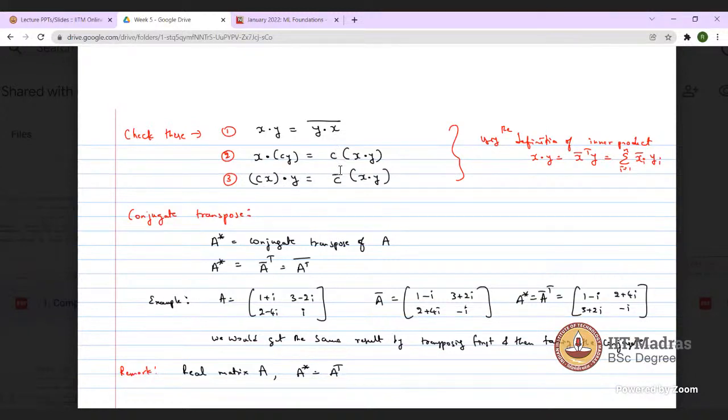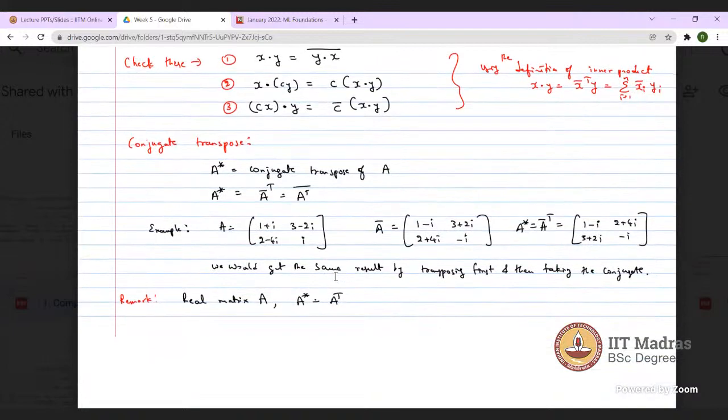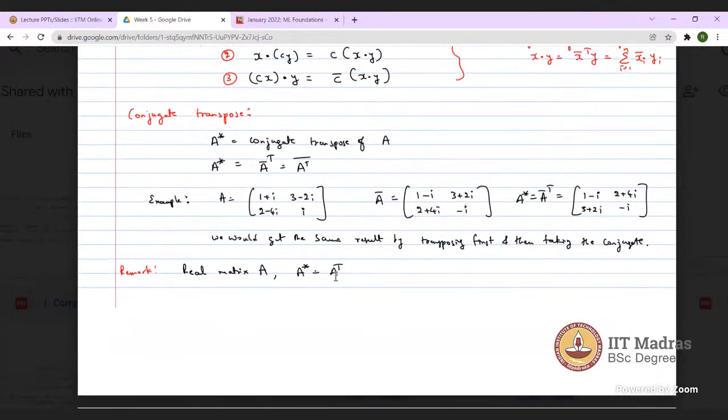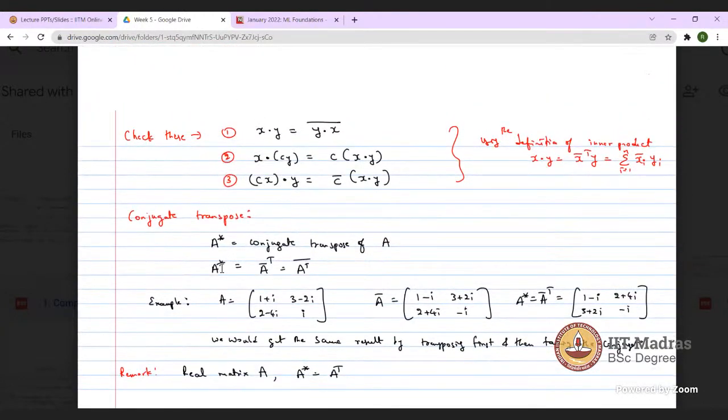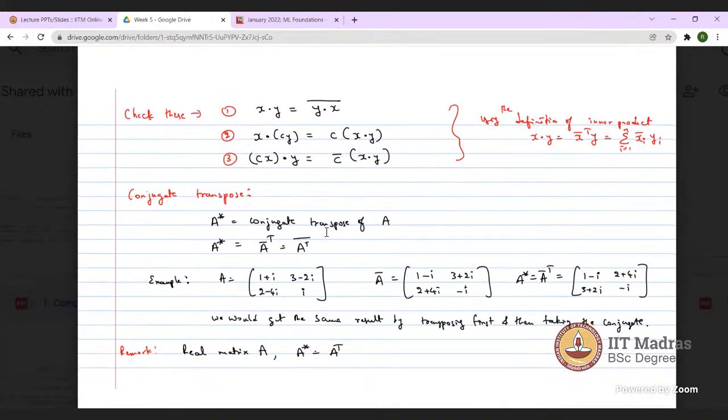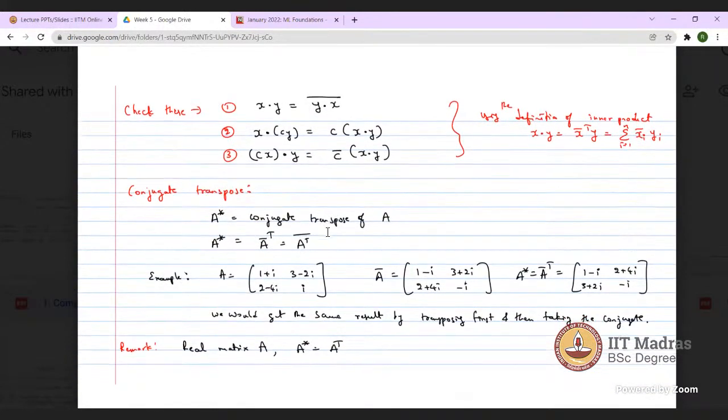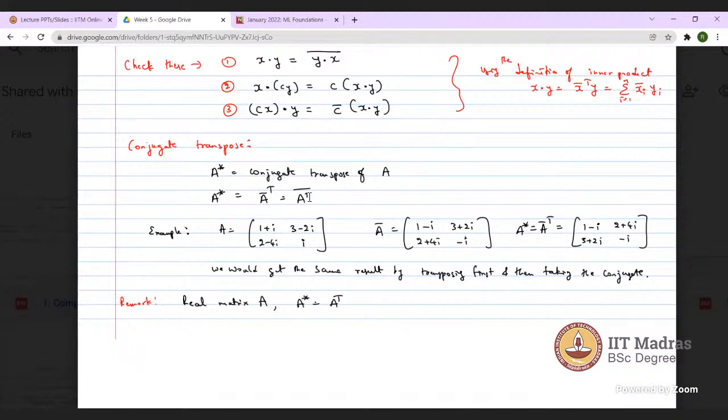Here, in the second one we have directly C, and in the third one we have the C conjugate. As I told, both are different. And this conjugate transpose is what we talked about there. A star, which we have done, is the x bar transpose, or the x transpose bar, whichever one, that is called the conjugate transpose.